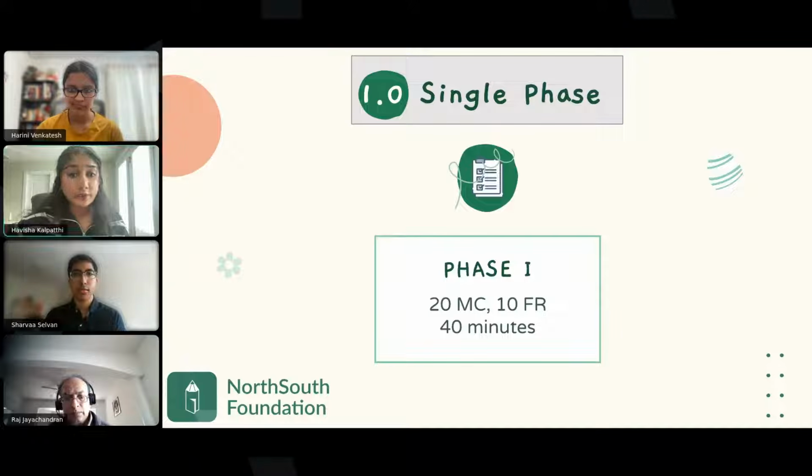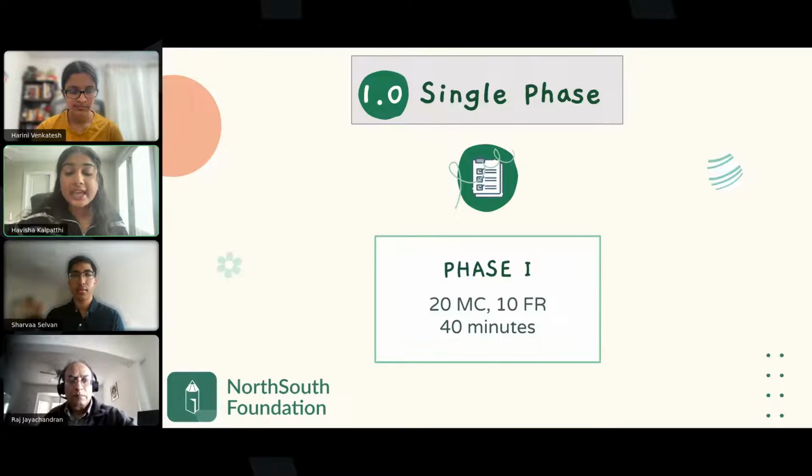Now, some of you may have noticed that there has been a change to the competition rules and the way that it's formatted. So now, instead of having 2 different phases, the test will now have 1 singular phase, and it will have 20 multiple choice, 10 free response, all condensed within 1 exam, and you'll have a total of 40 minutes to complete all of those questions.